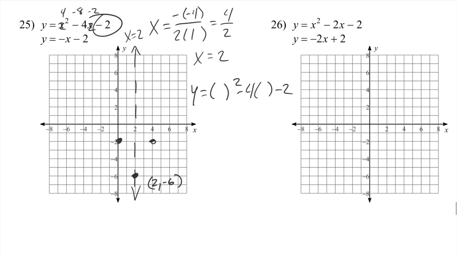Let's sub in a 1. 1 squared is 1, minus 4 is negative 3, minus 2, negative 5. So 1, negative 5, and that makes 3, negative 5. Let's do another one. How about a 5? Or, what else could we do besides 5? We could do a negative 1. Let's do a 5. That would make 25 minus 20 minus 2. 5 minus 2 is 3. So 5, 3, and negative 1, 3. That's enough.